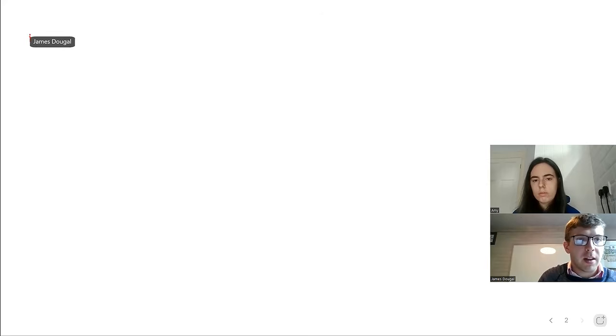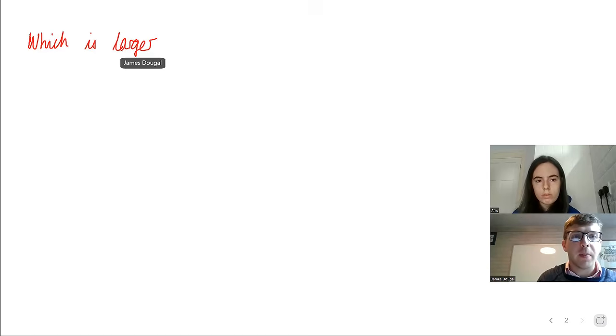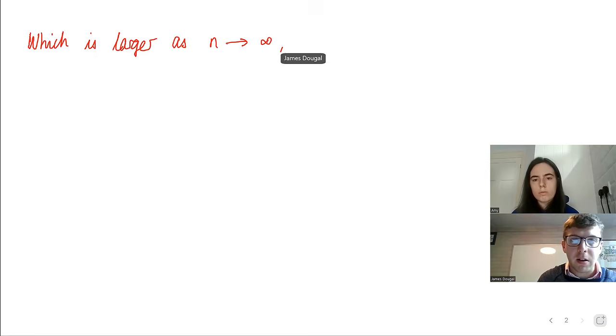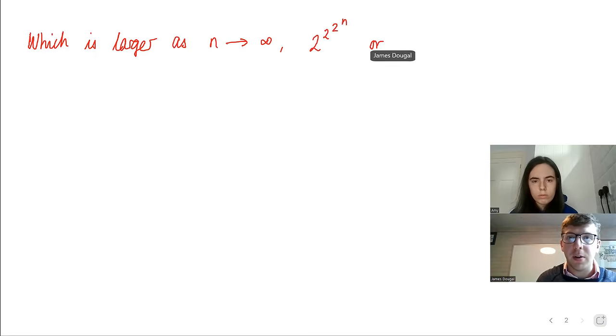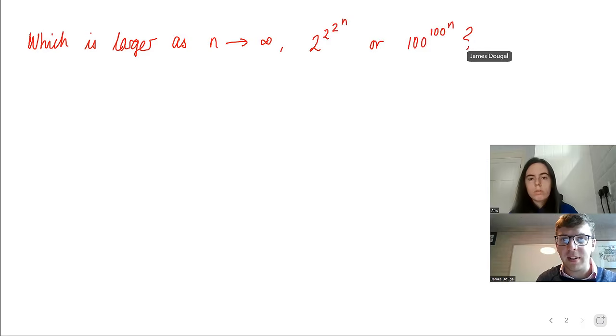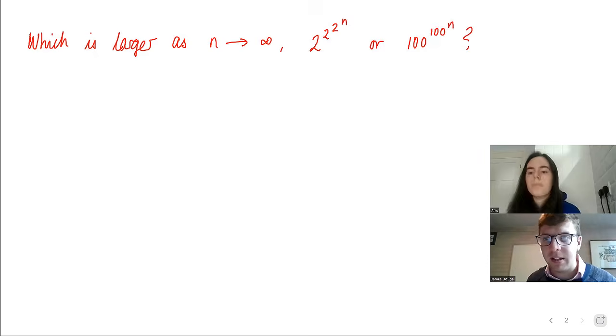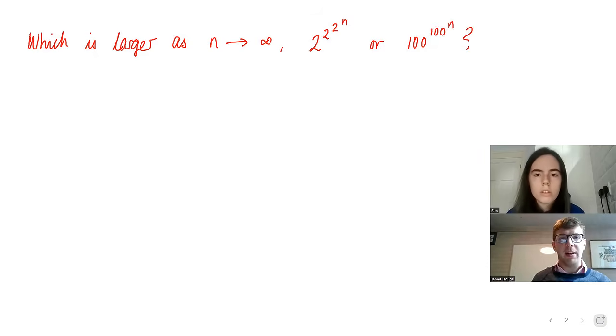So, which is larger as n tends to infinity: 2 to the 2 to the 2 to the n, or 100 to the 100 to the n? And can you see the question at the top there? Yes, I can, thank you. Great.